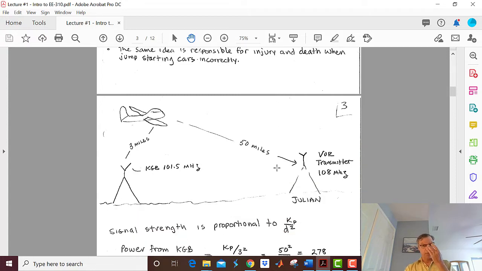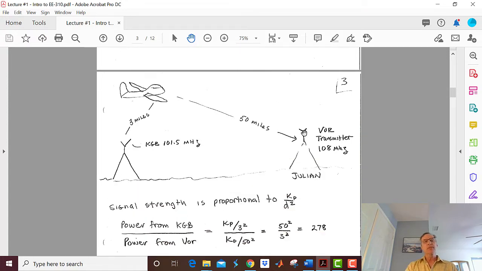Let's look at another example. So this is a bad drawing of an airplane, and it's flying over San Diego. And it's flying over KGB 101's FM radio transmitter. So it's about 15,000 feet because it's going down into LA probably. And that means it's about 3 miles away from the tower.